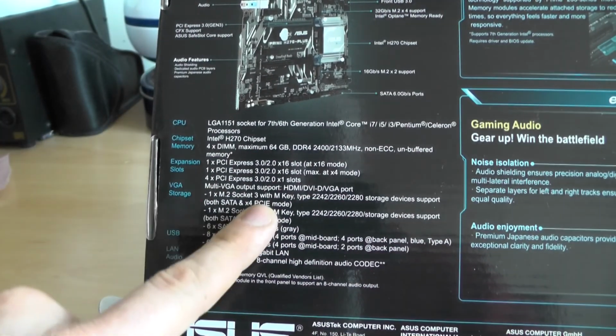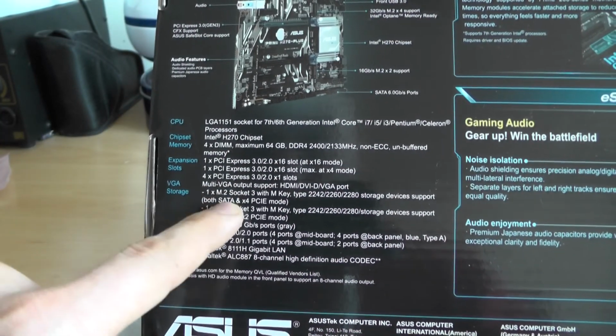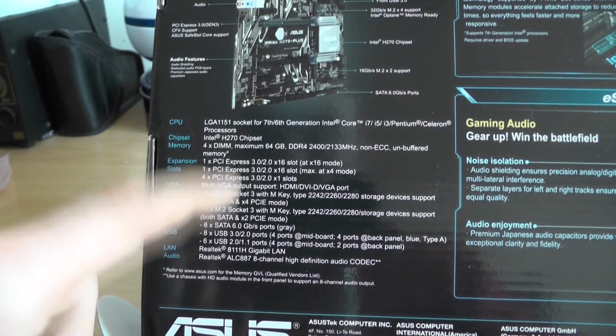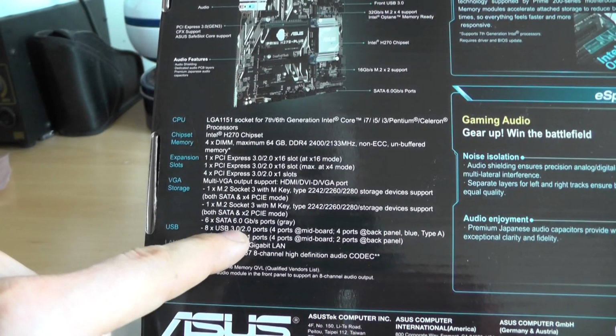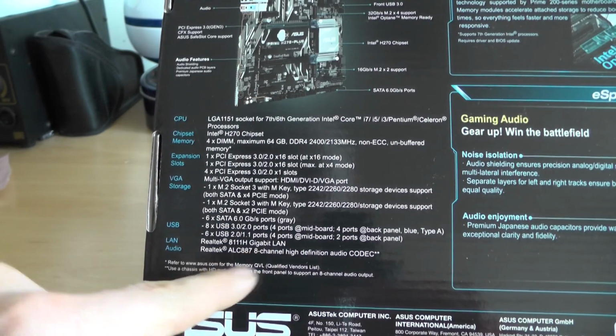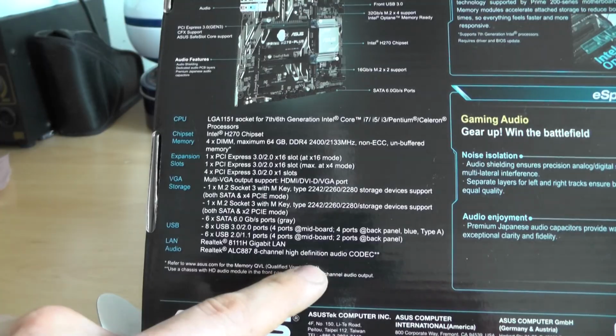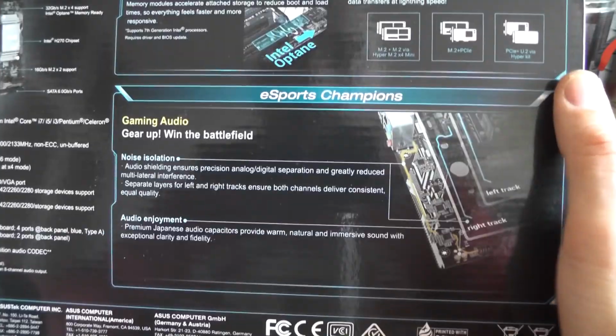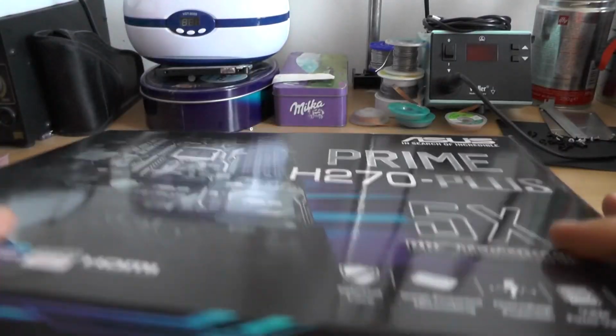slots, VGA, it has M2, which is nice. I think I will be buying those, either those or SSDs, I'm not quite sure though. 8 USB 3.0, 6 USB 2.0, 5.1, Realtek Gigabit LAN, Realtek 8 channel HD. That's pretty much it. Okay, let's take a look at what we have inside.